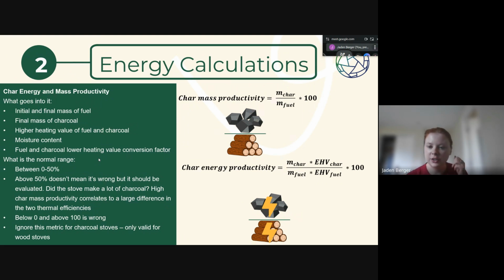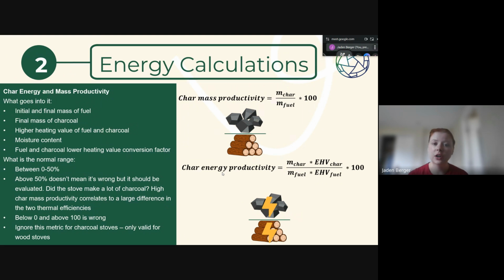For energy production, that's that same equation, but you're just multiplying it by that effective heating value for charcoal and fuel. We would expect a normal range between 0 and 50%. 50%'s probably on the high end, unless maybe you have a biochar stove and that's the intention of your stove. So of course, 50 doesn't mean it's wrong, but again, we should check our equations.